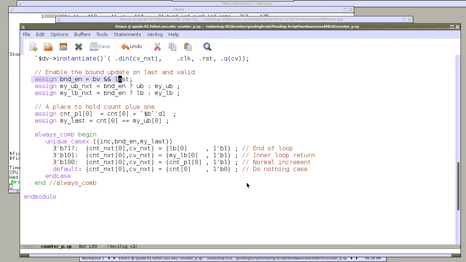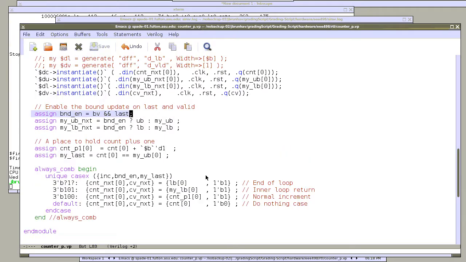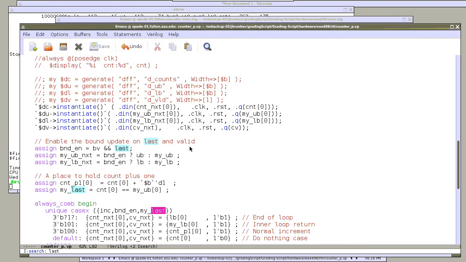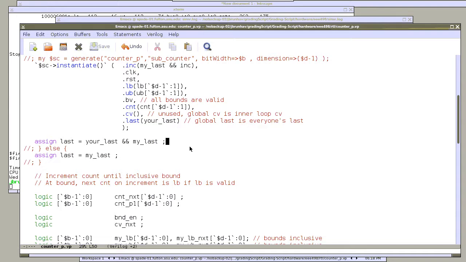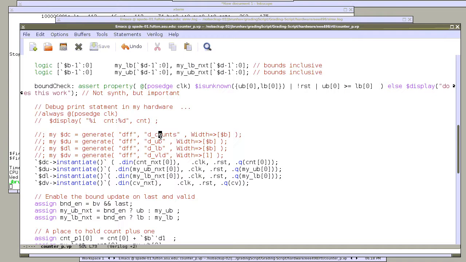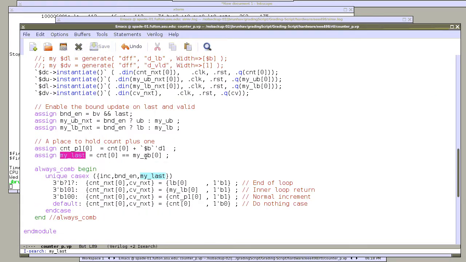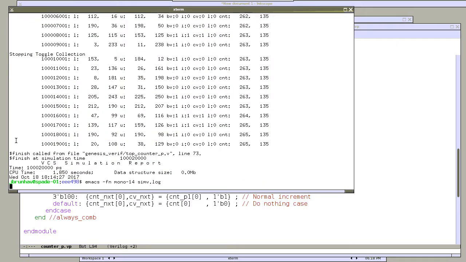So BB in last. Good. So for some reason, your last is fine. My last is not high. So how do I calculate my last? So count equals my upper bound equals 0. All right, so did we not hit that in the simulation?